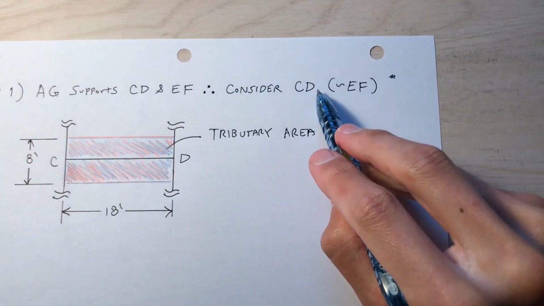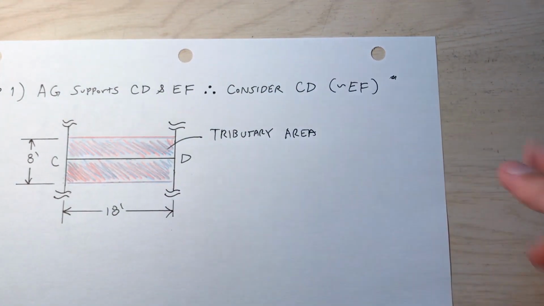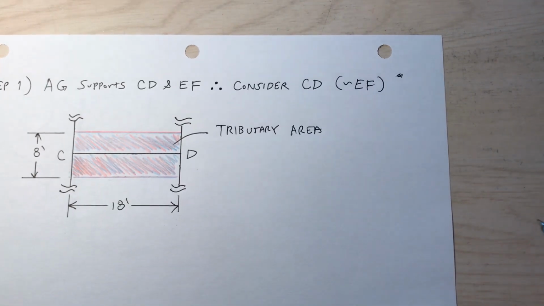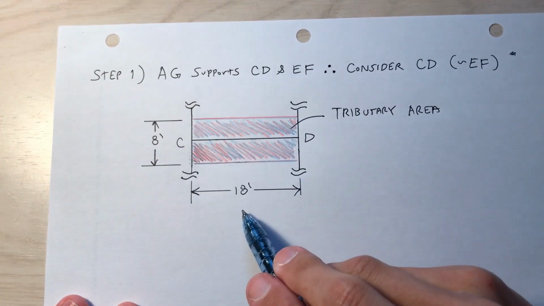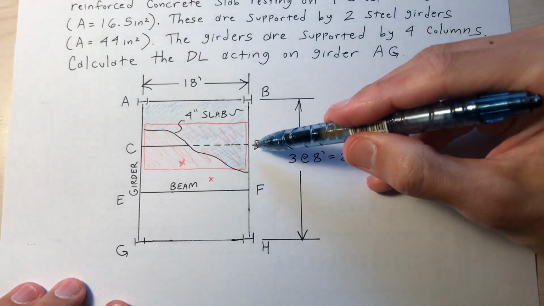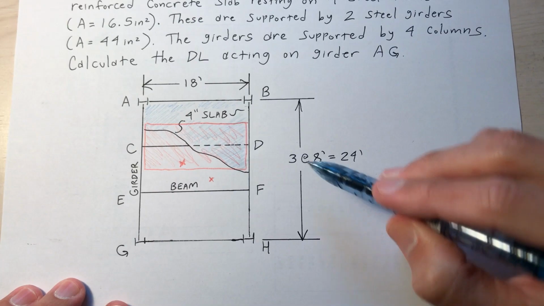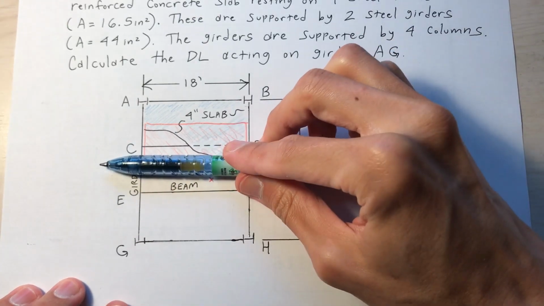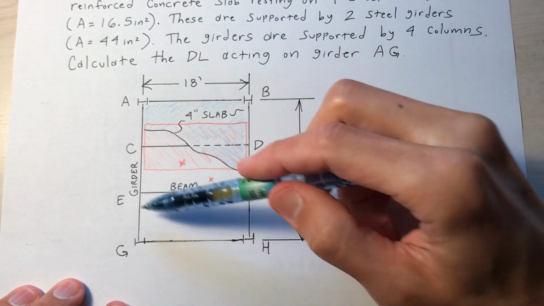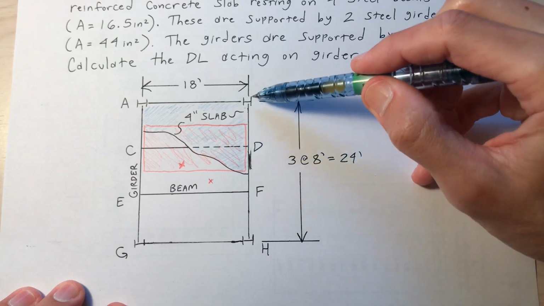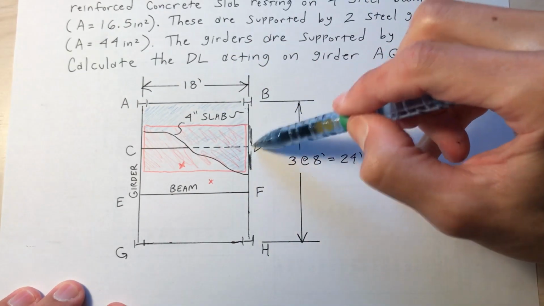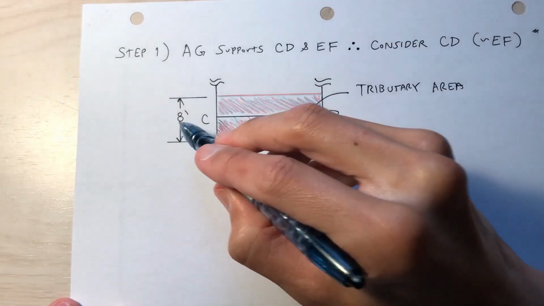Okay, so I say consider CD. Tilde means similar to EF. Actually, it would be identical, not just similar. So tributary area, what is that tributary area? We know that the building is 18 feet wide. Where does the 8 come from? From the original drawing, these beams are 8 feet apart, so midway between D and F, or C and E, that's 4 feet right there. And then between B and D, or A and C, 4 feet right there. So that's where the 8 feet is coming from.